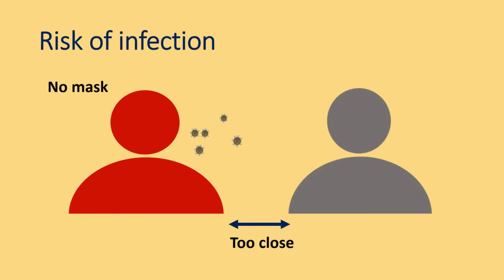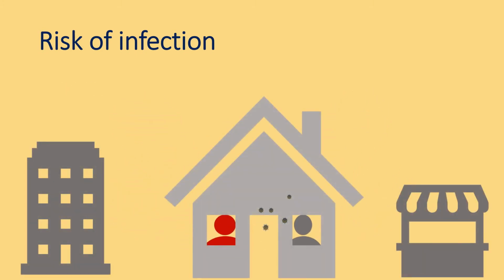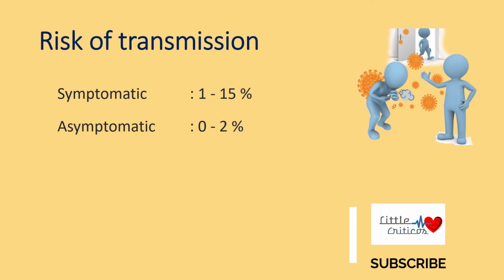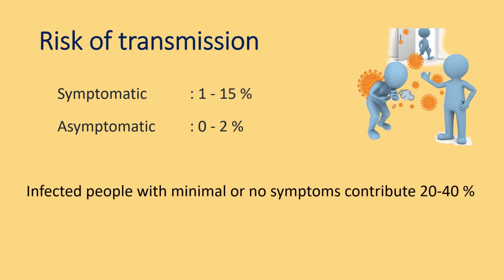When the infected individual moves into the community without any barrier protection, there is a high chance of spread of infection to others. Infection can occur in closed spaces like households and in workplaces. The risk of transmission is higher among symptomatic individuals when compared to asymptomatic ones. Infected people with minimal or no symptoms contribute to 20 to 40% of total transmission.